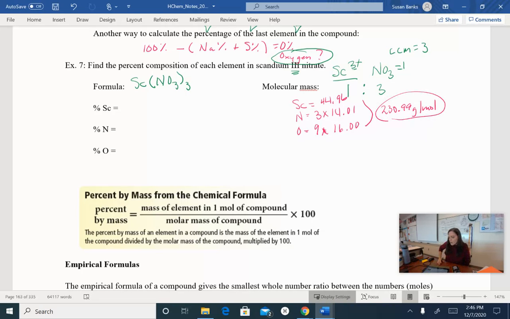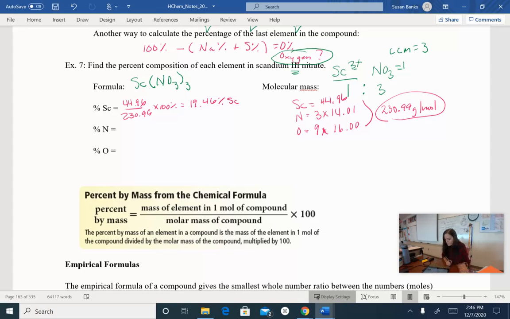Okay, now I think percentages are pretty easy, so I think you guys can do this. So take a minute, pause the video, calculate your percent of scandium, nitrogen, and oxygen, and check back in just a minute. Okay, you ready to check? So scandium, you should have 44.96 divided by 230.99 multiplied by 100. So when we do that, we get a mass percent of 19.46% scandium.